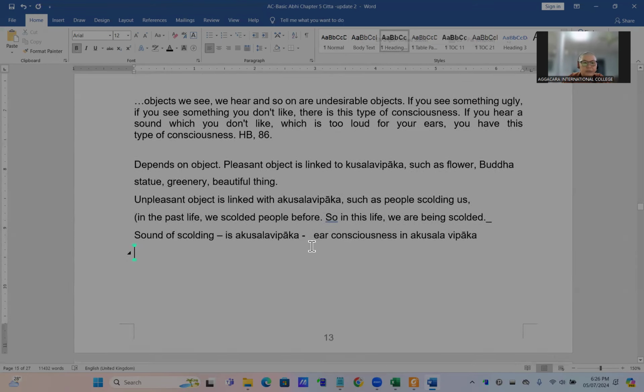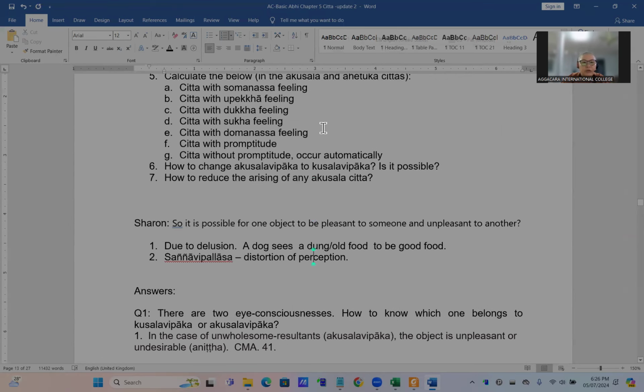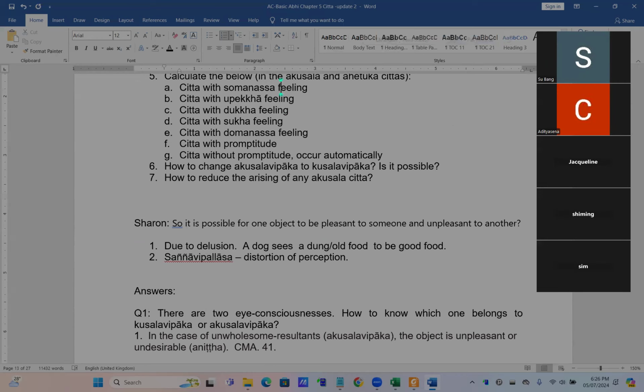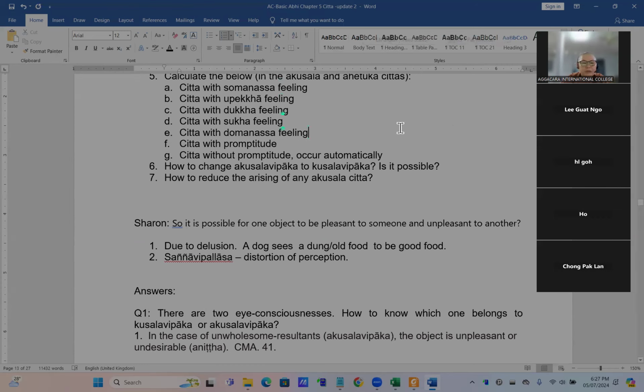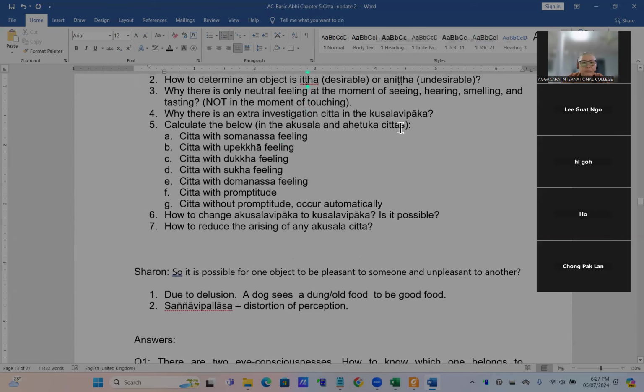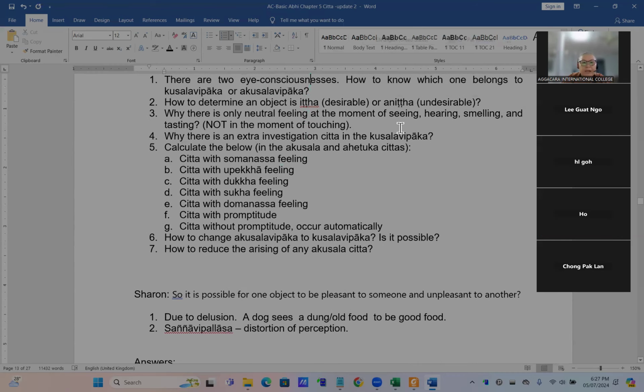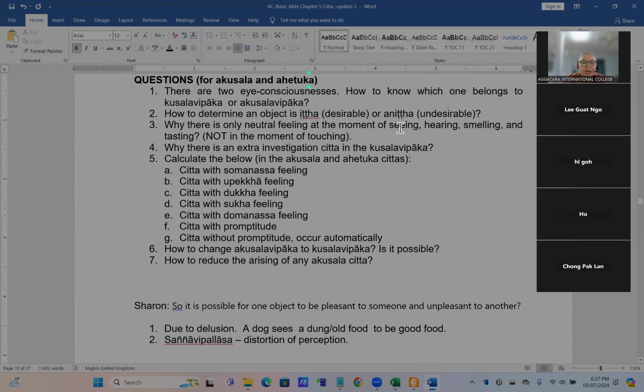Okay, next one. Can I ask something? I would like to ask a question regarding question number 3 just now, the hard and soft. Do hard and soft refer to the object, or to the impact, the sensitivity? Is the impact due to the faculty, the sensitivity, or because of the object? The impact is between the object and the sense base.